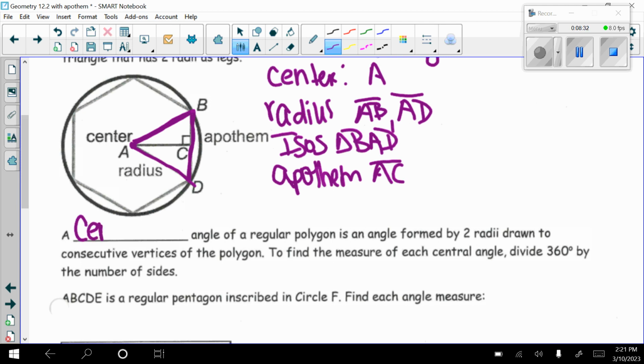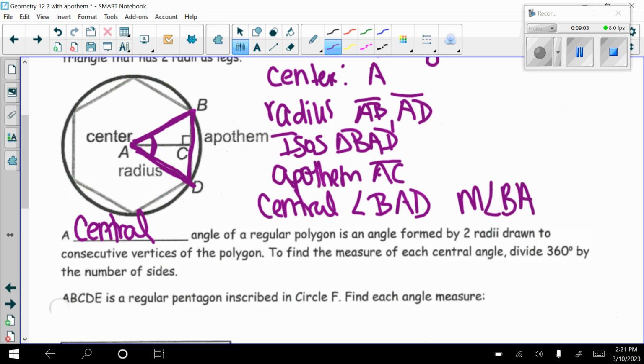This is a central angle. A central angle of a regular polygon is an angle formed by 2 radii drawn to consecutive vertices of the polygon. So this right here would be a central angle, because radius, radius, so the angle between them. So here I have central angle BAD. To find the measure of a central angle, you divide 360 by the number of sides. I want to find the measure of angle BAD here. I have 1, 2, 3, 4, 5, 6 sides. So 360 divided by 6 gives me 60 degrees.